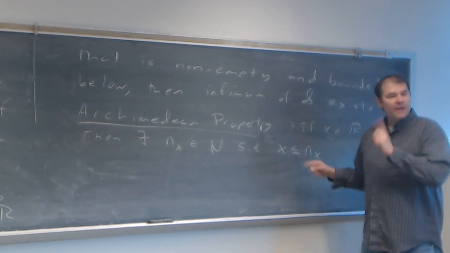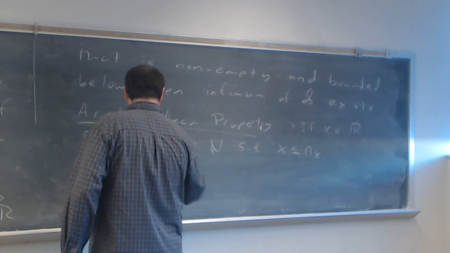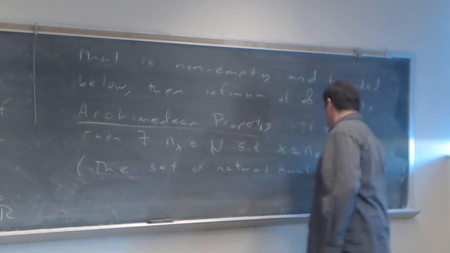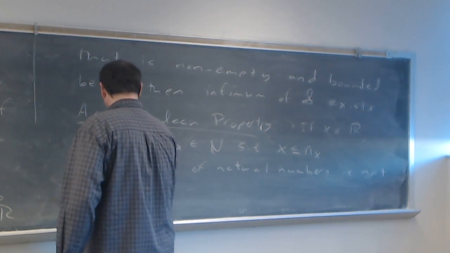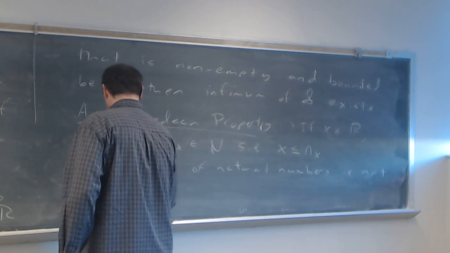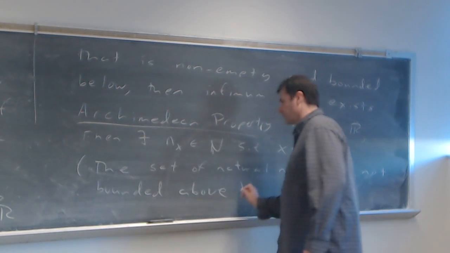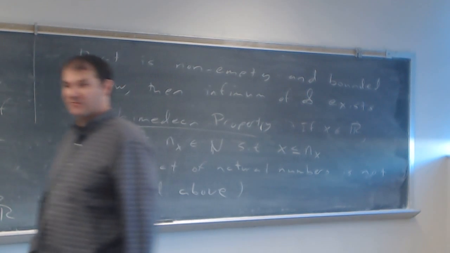Another way of saying this is the set of natural numbers is not bounded above. That's what this means. And I said to you earlier, as an example, that the natural numbers are not bounded above. That's the Archimedean property, and we're going to prove that. I think we've done enough for today, so we'll save that for next time.